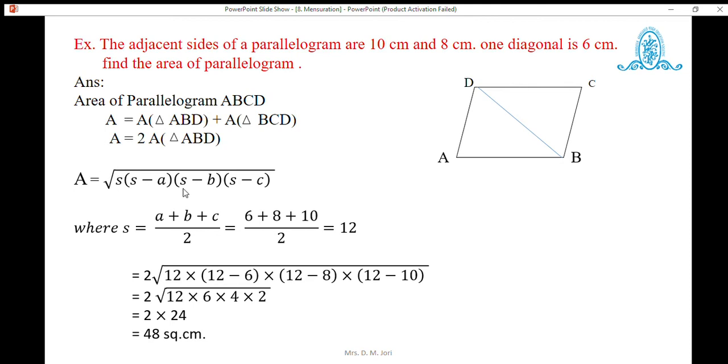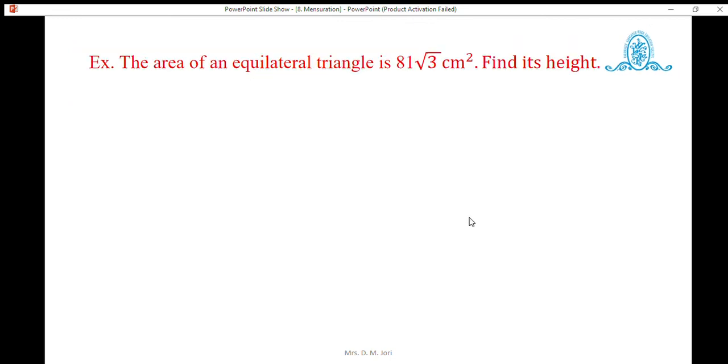So the area of triangle ABD is that square root. Hence 2 into the square root terms: 12, 12 minus 6, 12 minus 8, 12 minus 10. Hence it is equal to 48 square centimeters, the area of ABCD, that parallelogram. We have already calculated it by 2. Okay, so this way you can find the area of a parallelogram.